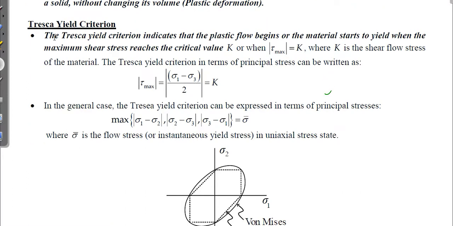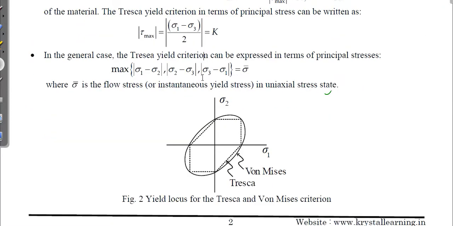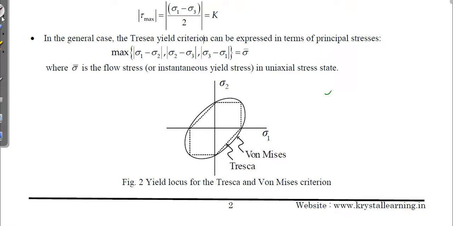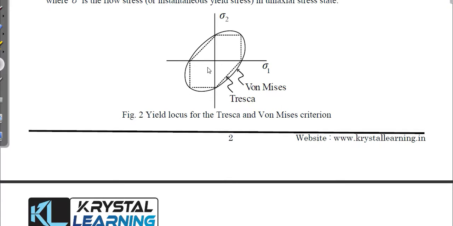So the Tresca criteria says that the yield criteria indicates that plastic flow will begin, or the material starts to yield, when the maximum shear stress reaches the critical value K, and the critical value K is denoted by (sigma 1 minus sigma 3) by 2. When you draw the graph of this Tresca criteria, it is denoted by these dashed lines, okay, and von Mises is given by this elliptical surface. You have studied this in yield failure theories, okay. So this was the graph in 2D.